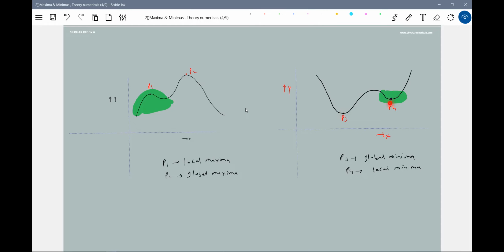P4 is a local minima. This will become local for this region. Better to say this is a global minima, this is a local minima, local for this region. I think you got some idea.